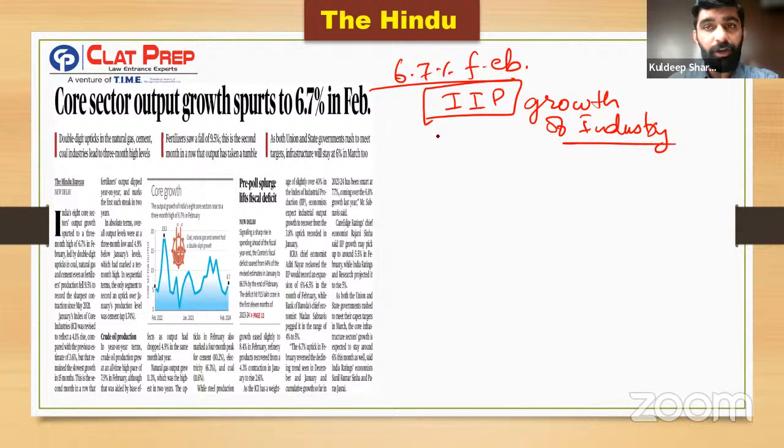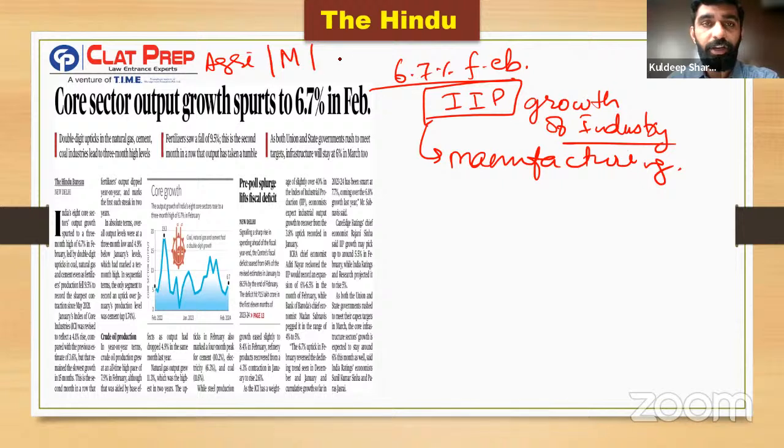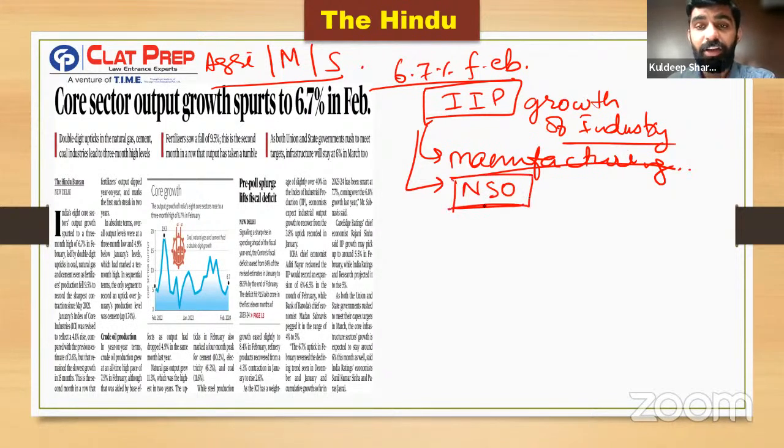This index of industrial production tracks basically the manufacturing sector. If you know, there are three sectors: one would be agriculture, one would be manufacturing, and one would be services. So it is actually dealing with the manufacturing sector. This IIP is compiled and published by a government organization known as the National Statistical Office, which is part of the Ministry of Statistics.